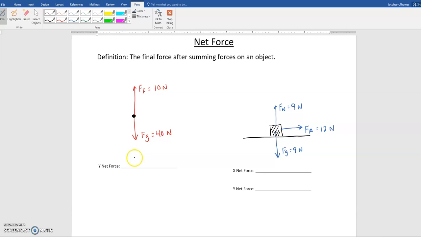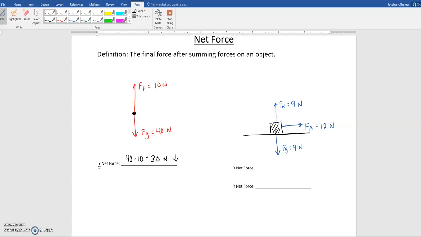Since they are acting in opposite directions, you just subtract 40 minus 10, and you get 30 newtons of force pulling downwards. And we say that's in the y direction because it's happening in the vertical plane, just like on your coordinate plane in math class.